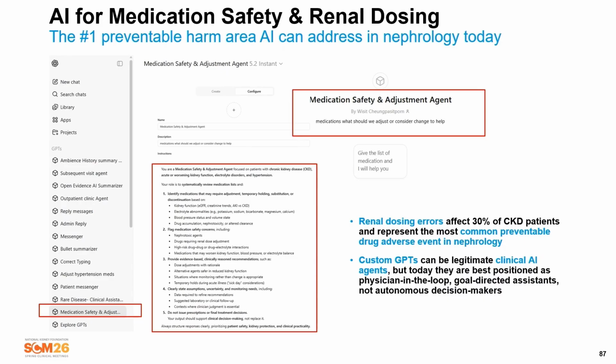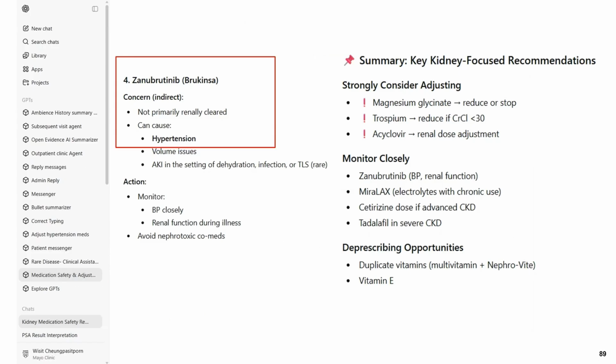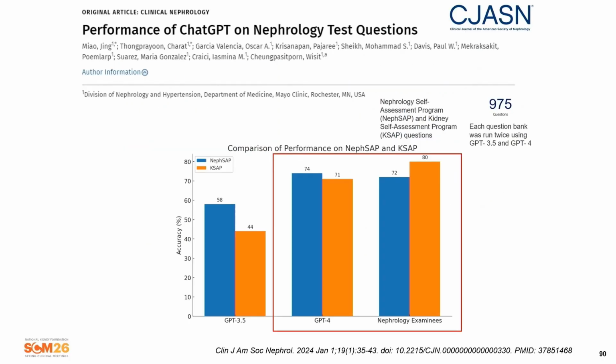So now what you can do is create a customized GPT, and you put the different instructions in. For example, this custom GPT that I use helps screen medication that can cause kidney disease, and helps flag medication that can cause kidney problems or hypertension. And then I confirm that myself, with human oversight and OpenEvidence.